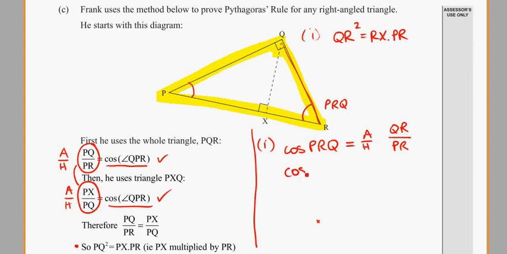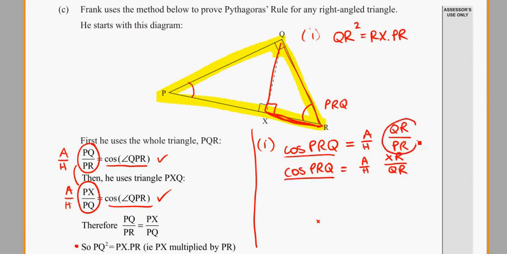Right, and now using the small triangle, once again A over H, this is for the small triangle this time. Right, in the small triangle the right angle is here. Here's my angle, PRQ. So the hypotenuse for the small one would be this side, QR. And for the small triangle, the adjacent side would be this one, which is XR. Right, so if cos PRQ equals that, and cos PRQ equals that, then those two things must equal each other.